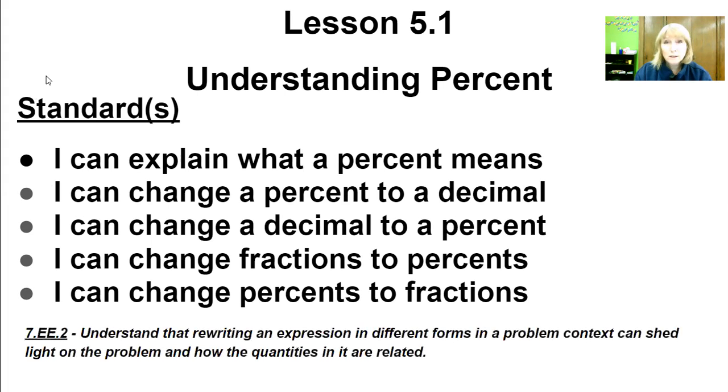The standard is EE2. Understand that rewriting an expression in different forms in a problem context can shed light on the problem and how the quantities in it are related.